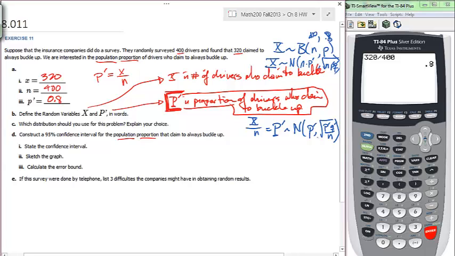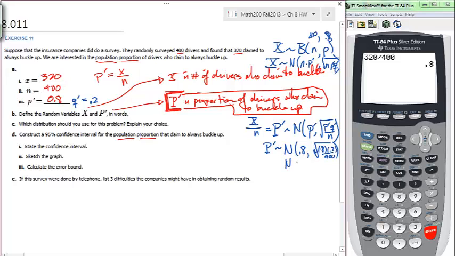Okay, so what was p prime again? P prime is this. We might need q prime. Q prime would be 1 minus this, which is going to be 0.2. And then n is equal to 400. So the proportion distribution is going to be a normal distribution with a mean of 0.8, that's p prime, and a standard deviation of the square root of 0.8 times 0.2 divided by 400.